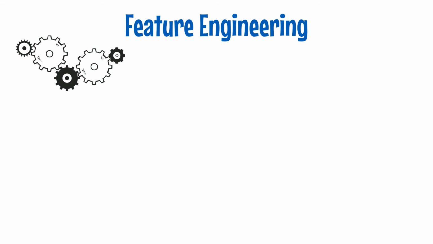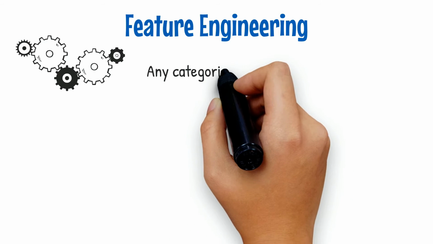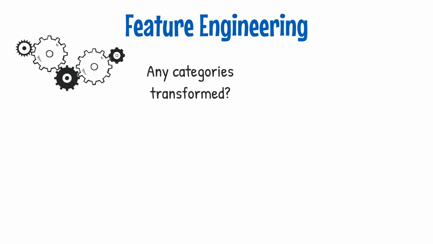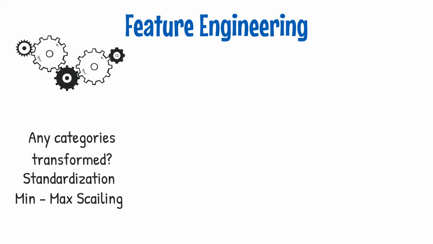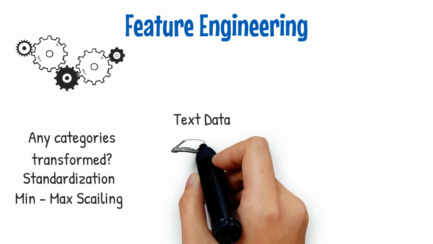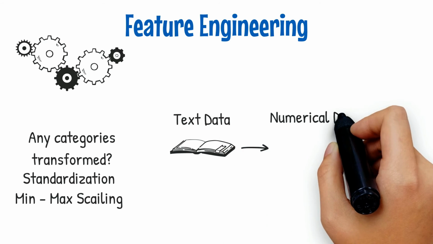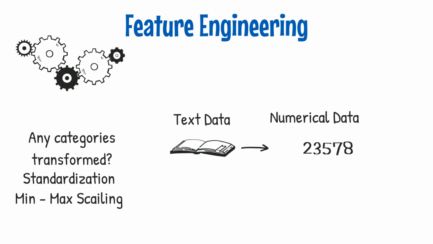Feature engineering. Feature engineering is the next step after we analyze our data. In this step, we want to see if any categories need to be transformed. Scaling methods like standardization and min-max scaling are popular at this part of the workflow. Standardization can refer to the process, for example, of taking text data and converting this data to numerical data. Once we have numerical data, we can then run more summary statistics on this set, just like we did before.